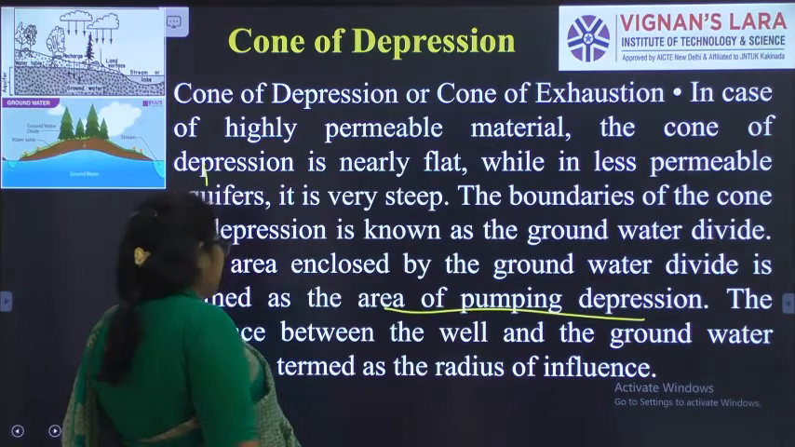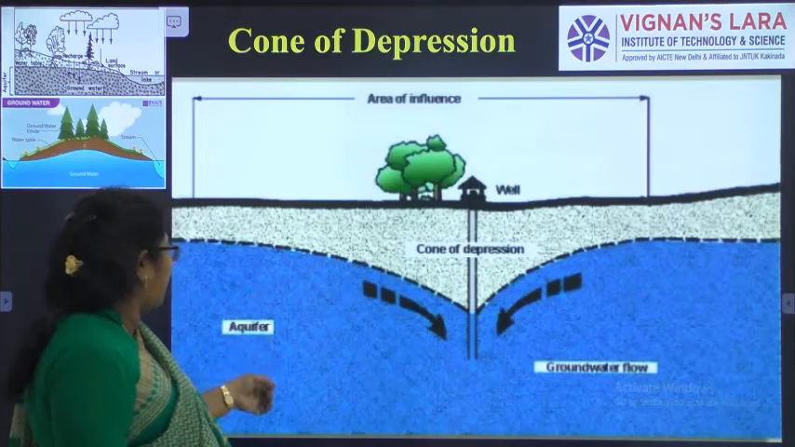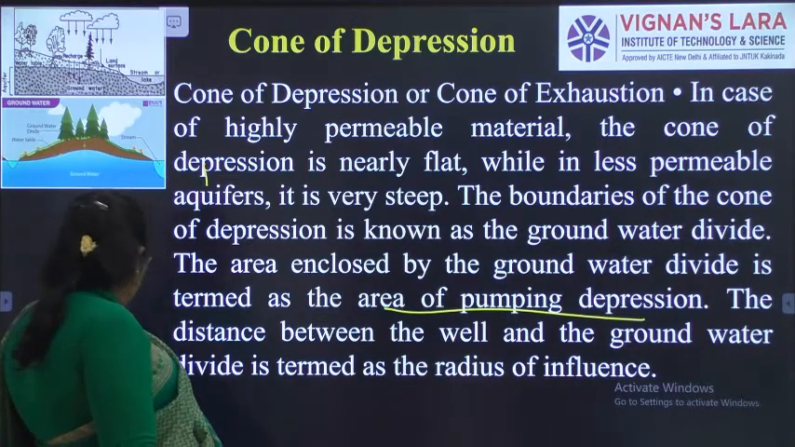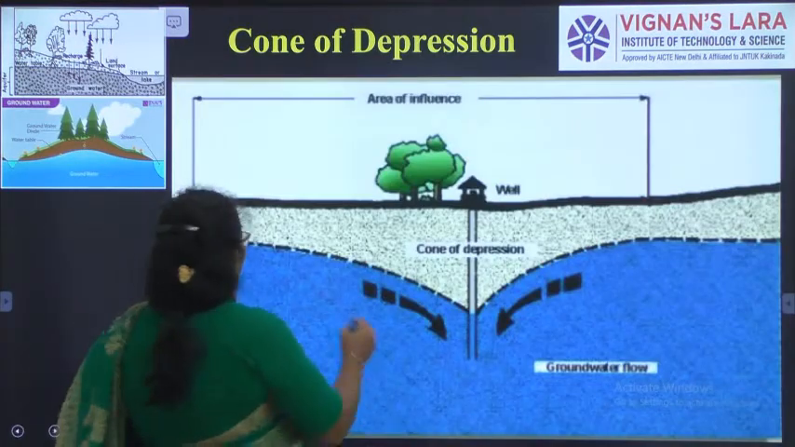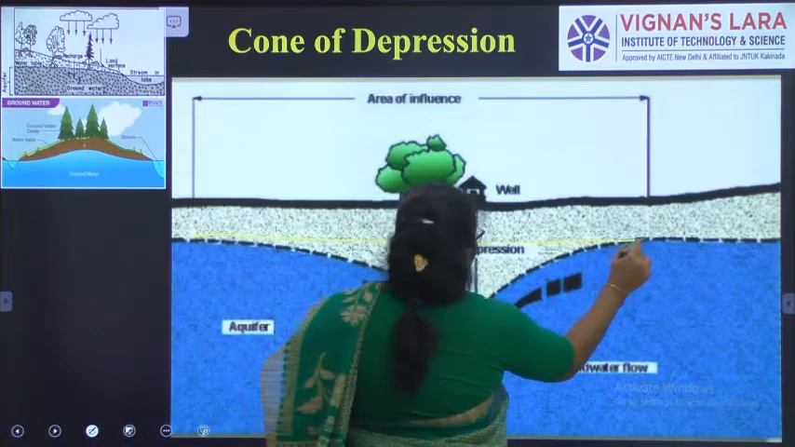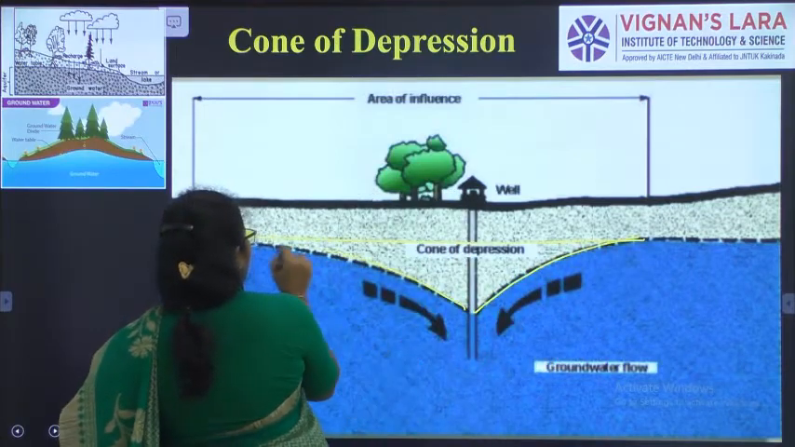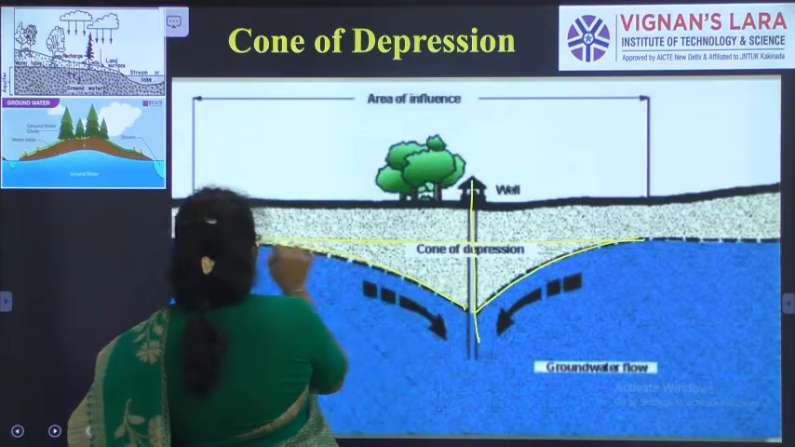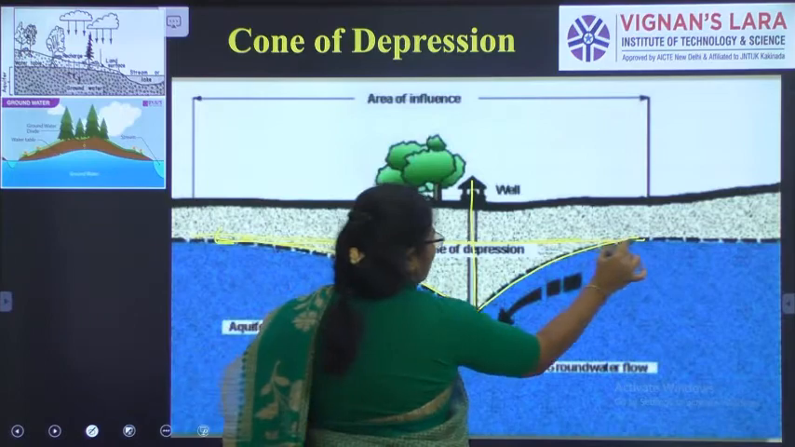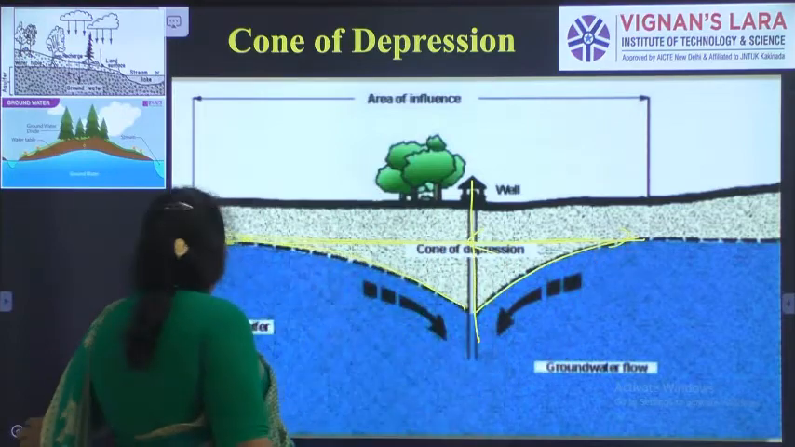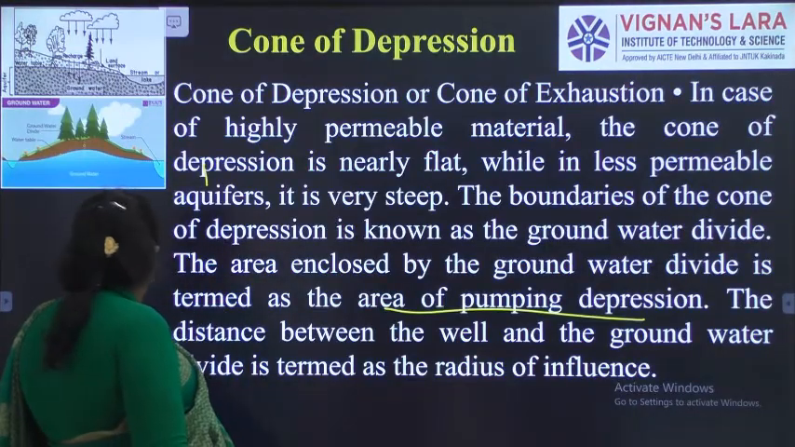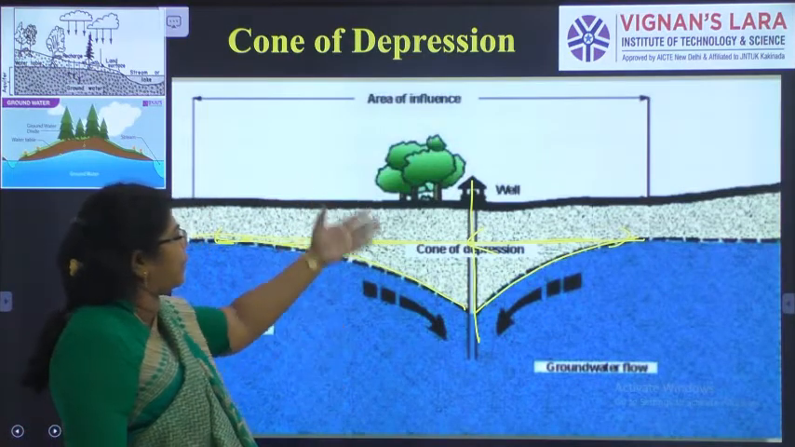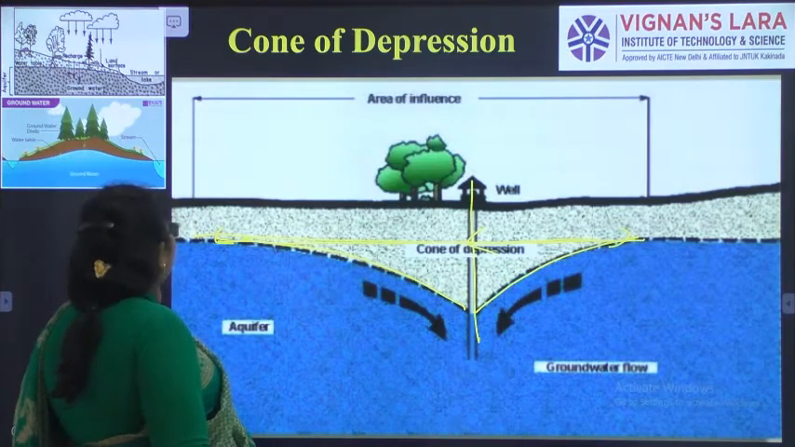The distance between the well and the groundwater divide is the radius of influence. This is the radius of influence. This is the water table level. So this is the cone of depression that is formed. From the center to this point I call the radius of depression, the radius of influence. So we can see here a groundwater aquifer, with a well from which water is drawn.